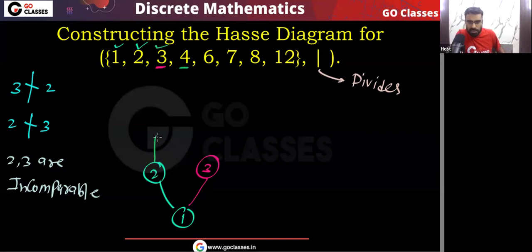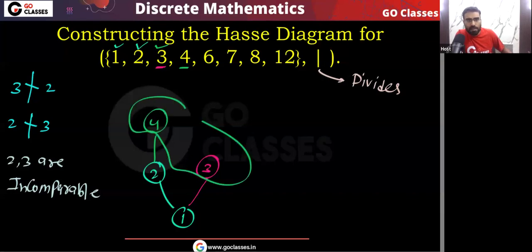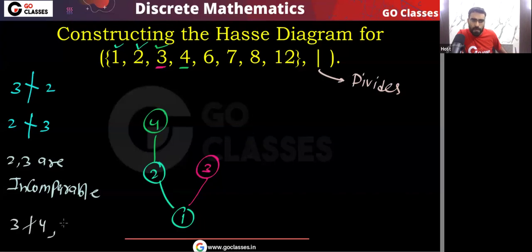Where to put 4? You can see 2 divides 4. But remember, 3, 4 are incomparable. 3 does not divide 4 and 4 does not divide 3, so they are also incomparable. Now this element is gone.